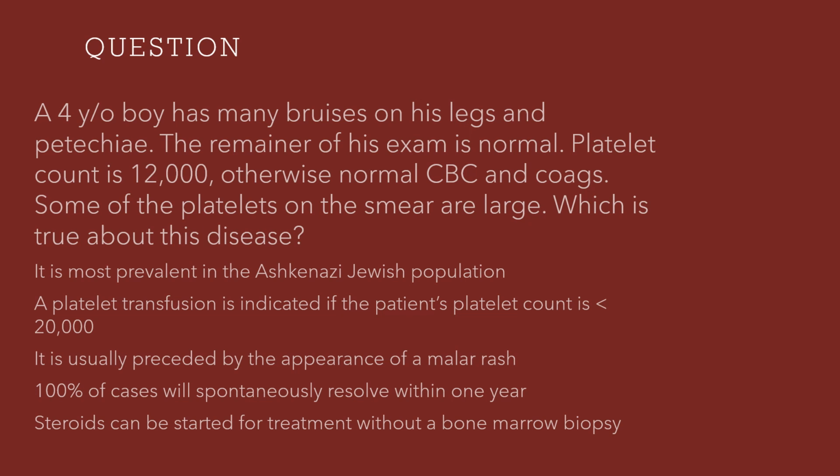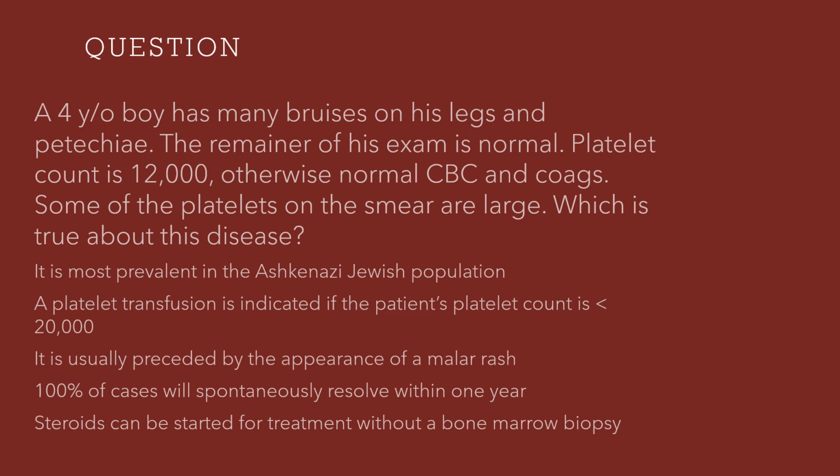So we have a 4-year-old boy who's previously healthy and he has bruises and petechiae, but nothing else on his exam. He's got thrombocytopenia, but normal coags and normal CBC. So we can rule out hemophilia for this patient who has normal CBC and coagulation studies. We can rule out other types of cancer because there's only isolated thrombocytopenia and with the normal CBC. Some of the platelets on the smear are large. That is a red herring here for Bernard-Soulier. If we were worried about Bernard-Soulier in this patient, we would have much more significant bleeding and we might have other abnormal exam findings like mucosal bleeding.